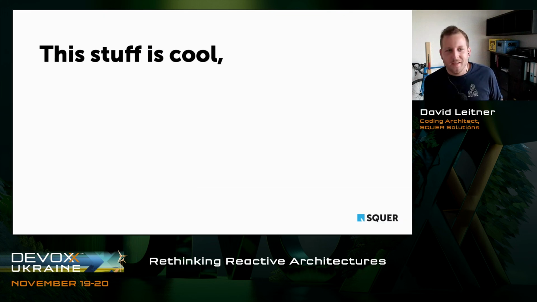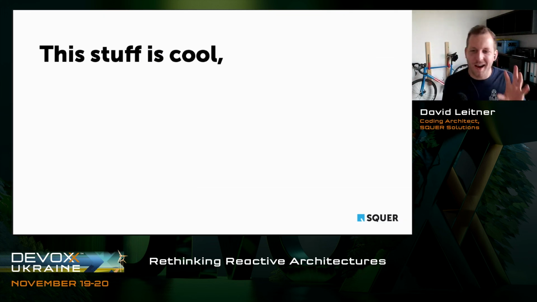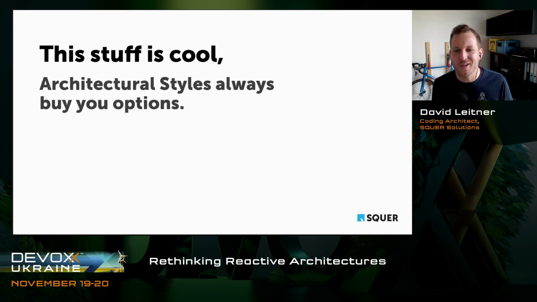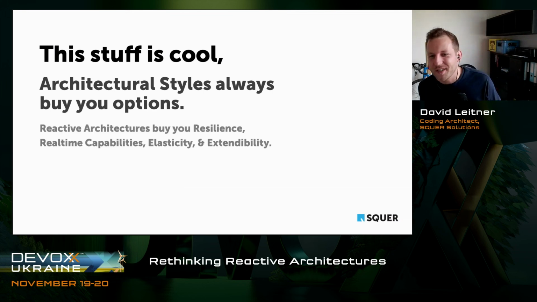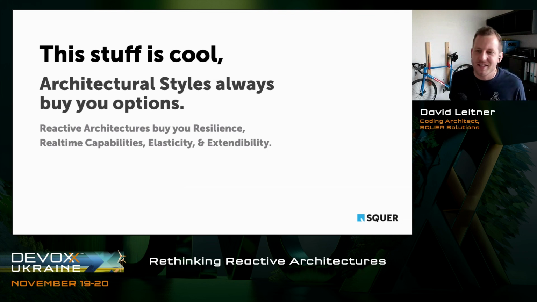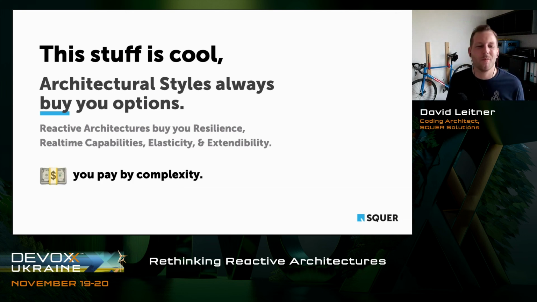And as always, usually all presentations end very similarly. This stuff is cool, but architecture styles always buy you options, right? So reactive architectures buy you resilience, real-time capabilities, elasticity, and extendability. But the important part here is they buy you those options. You don't get them for free, and you usually pay with complexity.